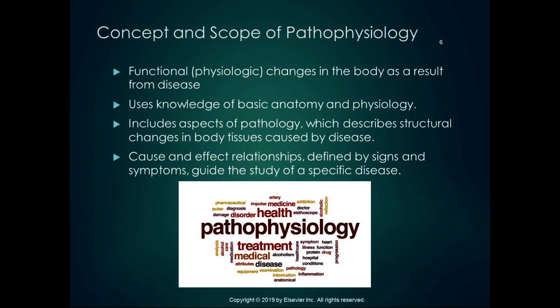For the concept and scope of pathophysiology, the functional and physiological changes in the body that occur as a result of disease, that is really what pathophysiology is all about. It uses our basic knowledge of anatomy and physiology, and it includes aspects of pathology, so describing structural changes in body tissues caused by disease.